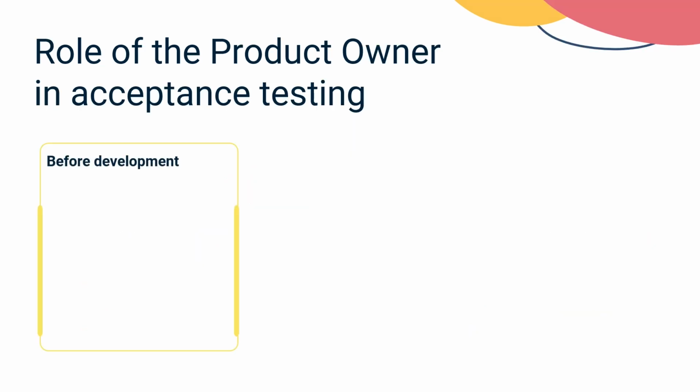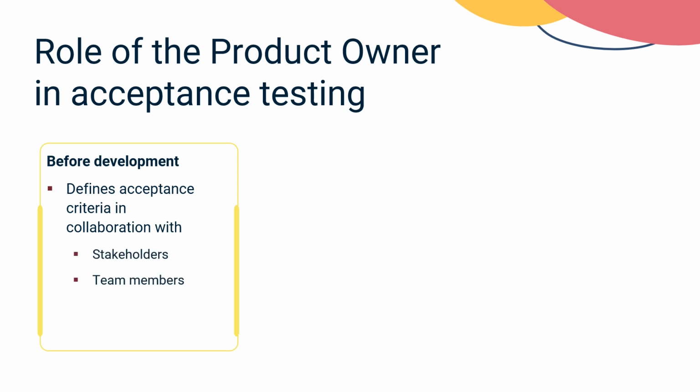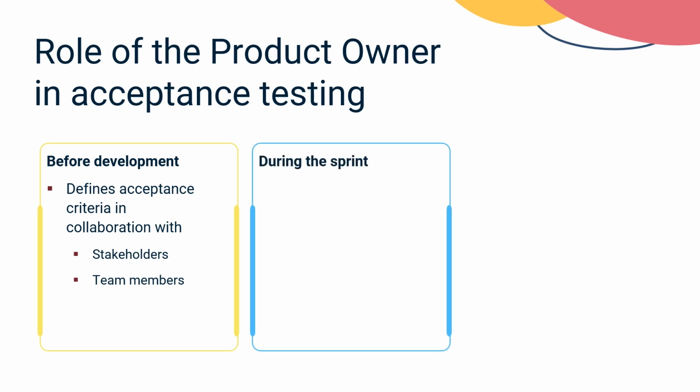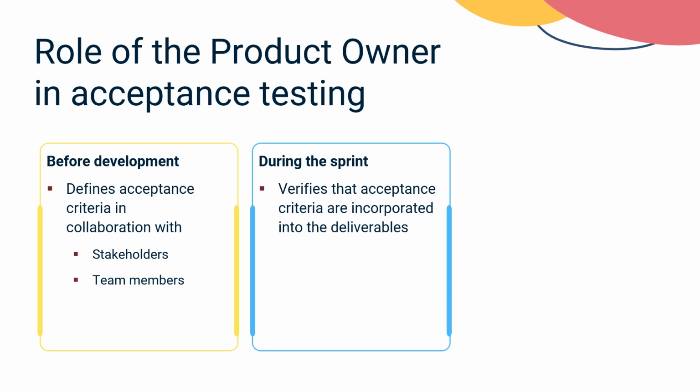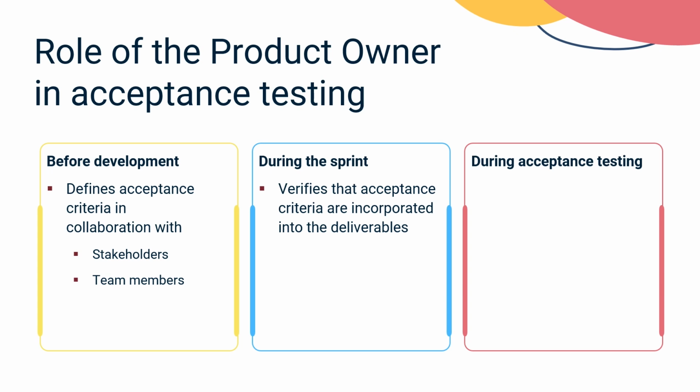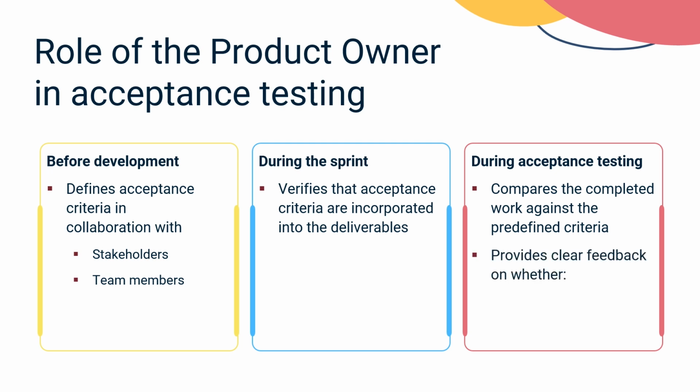Before development even begins, the product owner defines acceptance criteria for each user story in collaboration with stakeholders and team members. These criteria serve as the benchmark for determining whether a feature meets the desired standards. As the sprint progresses, the product owner works with the development team to verify that acceptance criteria are incorporated into the deliverables. At the end of the sprint, the product owner conducts formal acceptance testing. During this phase, the product owner compares the completed work against the predefined criteria and provides clear feedback on whether each item is approved or requires rework.